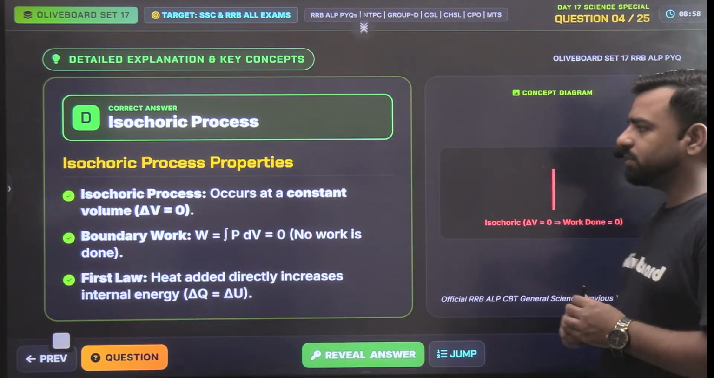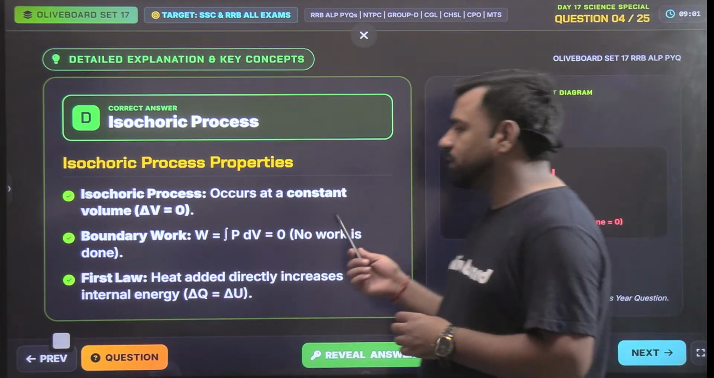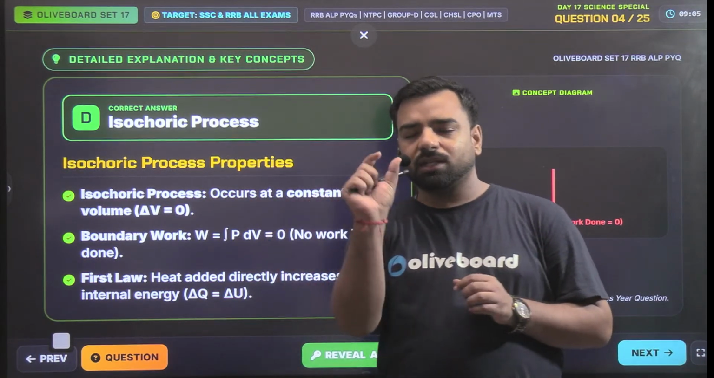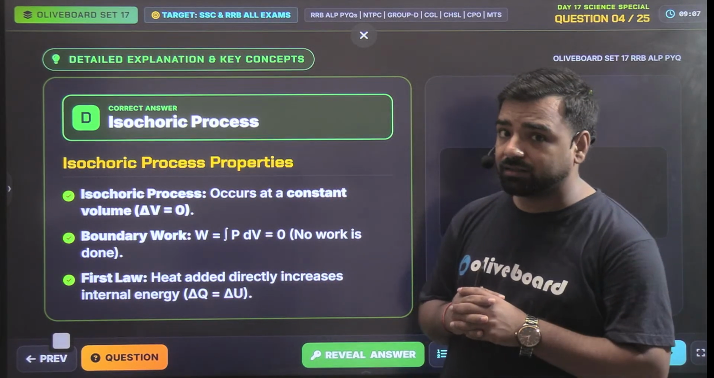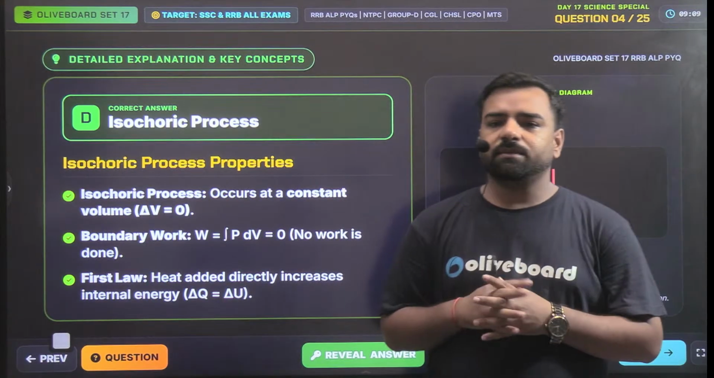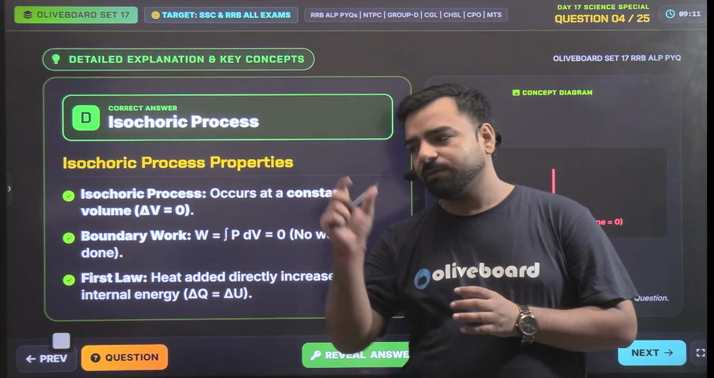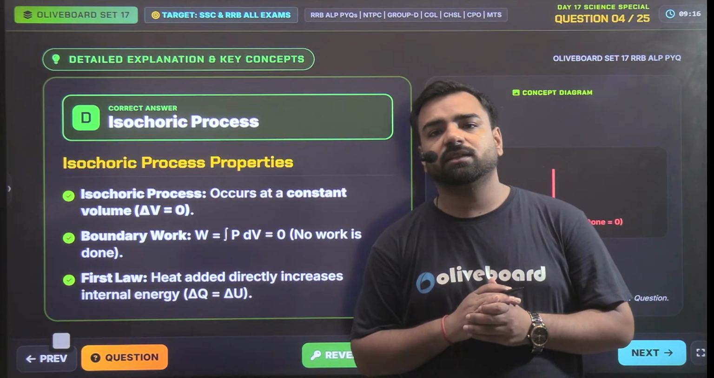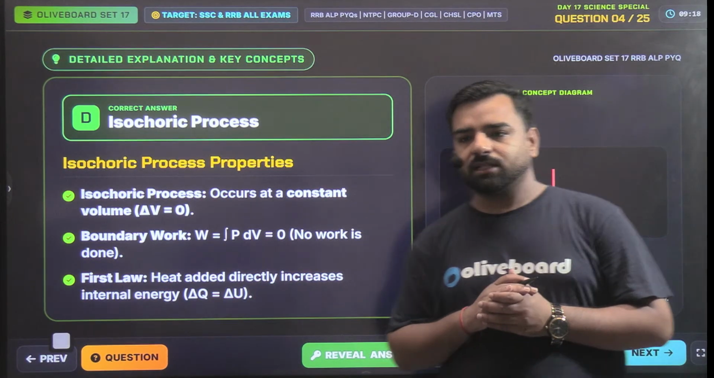So isochoric process occurs at the constant volume. And the best part is, if we link it with isothermal, the therm term can be linked with the temperature, right? Similarly, if I talk about the isobaric, from bar you can link it with the pressure. But in this case, the answer will be isochoric, that's linked with the volume basically, right?